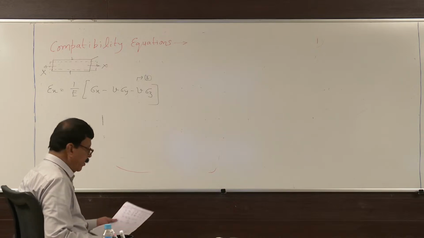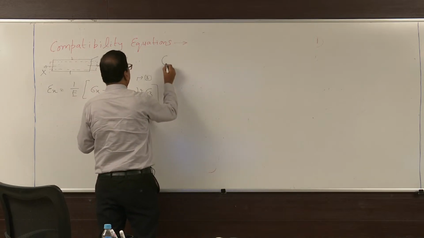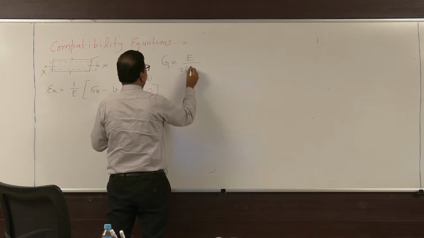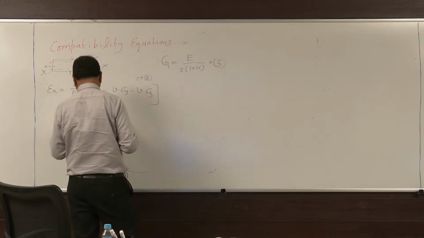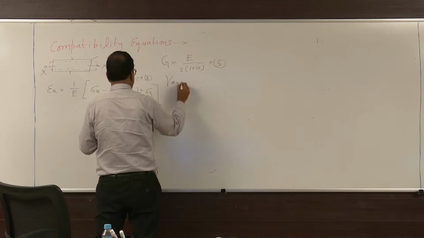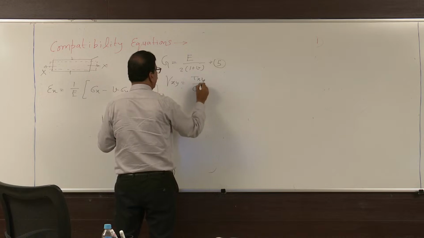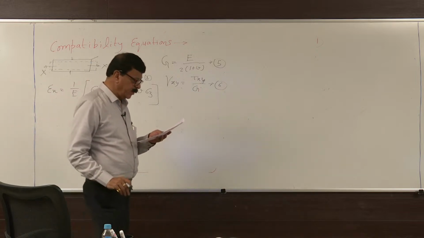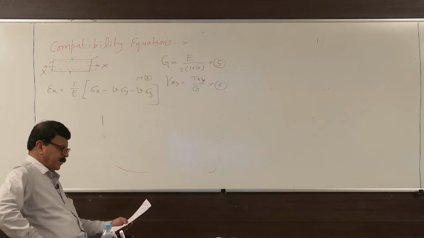Also you have to refer to the previous equations. Equation number 5: G is equal to E upon 2 times (1 plus v). And gamma xy is equal to tau xy upon G. This was equation 6. So these are the previous equations we are going to use in proving the compatibility equation.